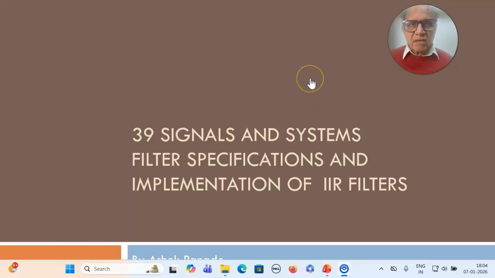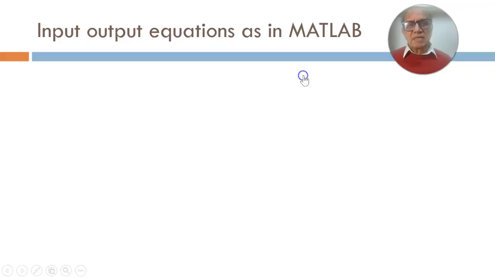So in this session on signals and systems, we are going to study filter specifications. That is, we'll study how filters can be specified and also study the implementation of IIR filters, that is, the infinite impulse response filters. Previously, we have studied the design of FIR filters, and now we want to study how to design the IIR filters.